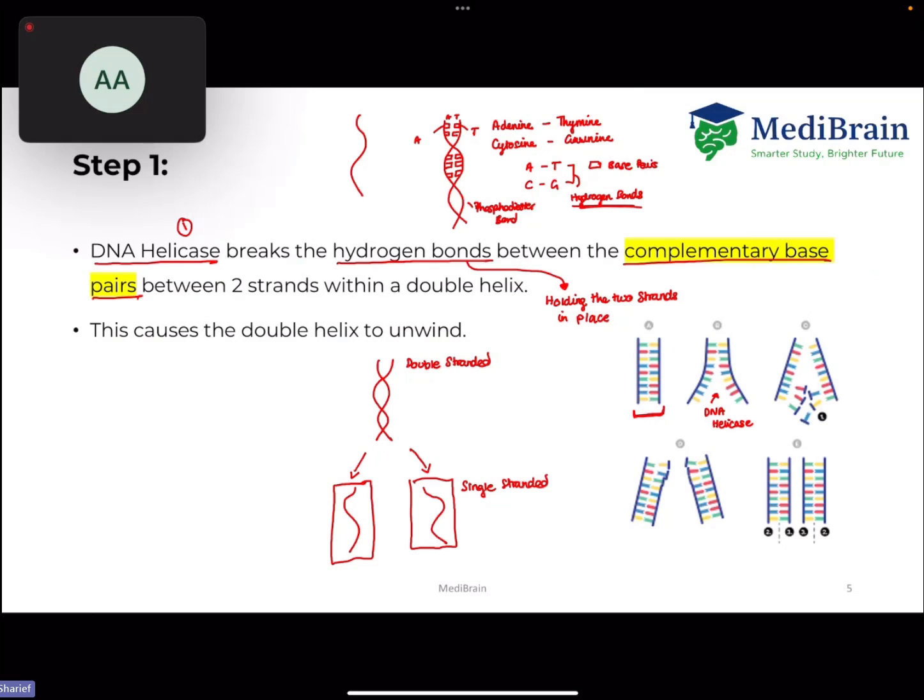So that's step one. Make sure you've got this detail: DNA helicase breaks hydrogen bonds between complementary base pairs of DNA. Really important phrases there. Now once we've done that, we've broken the hydrogen bonds, and each double-stranded piece of DNA has now become single-stranded DNA.